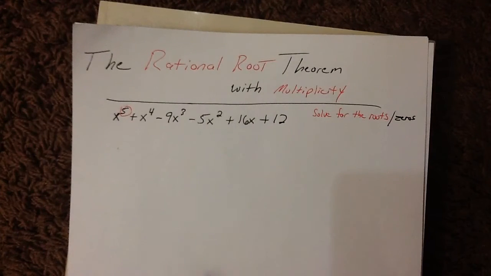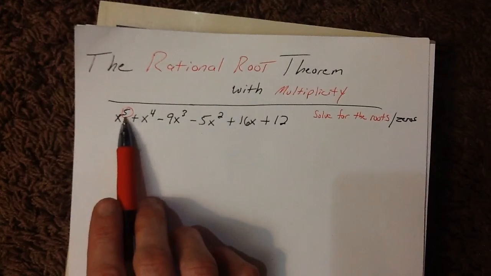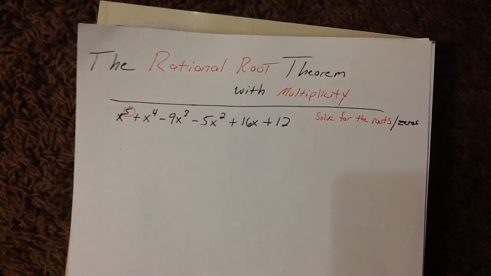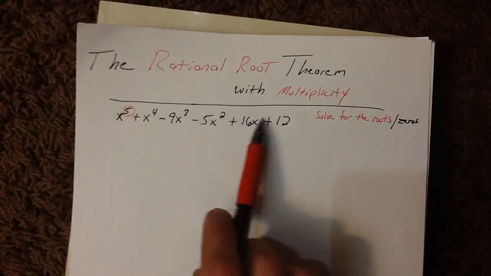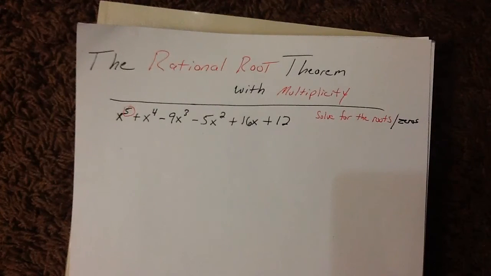So by the time we are finished, we should have a total of 5 solutions because the top exponent in this function is 5. Notice how it's in standard form: 5, 4, 3, 2, 1, 0. We don't have any missing terms.